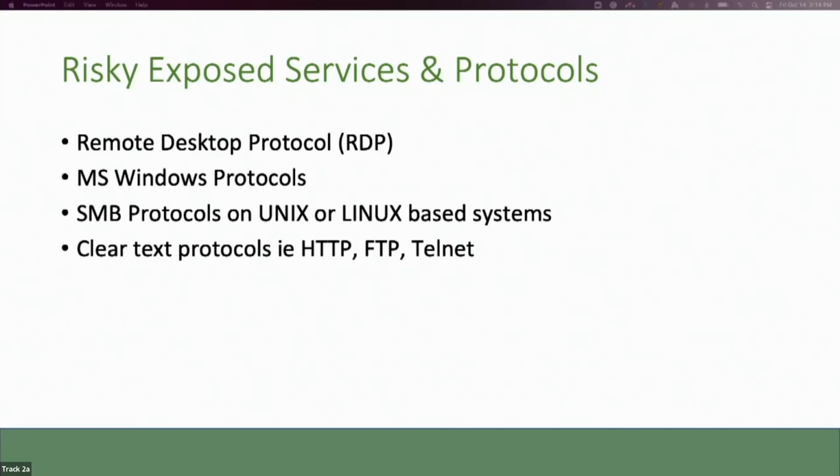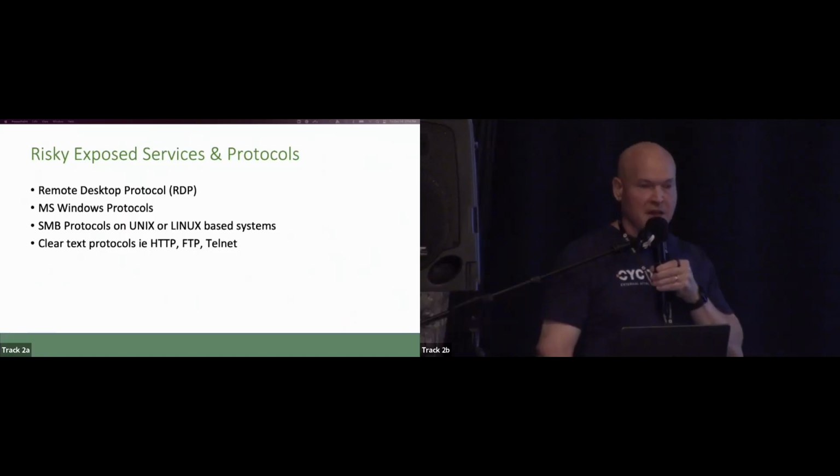So just to cover some of these. Our main focus is APIs, but it's definitely worth mentioning some of the risky exposed services and protocols, like remote desktop. You really don't want this exposed to the internet. There are better ways, like using VPNs to access your internal environments. And most of the Microsoft protocols you don't want exposed to the internet. And some of these SMB protocols are also not limited to Windows. Linux and Unix operating systems use these protocols as well.